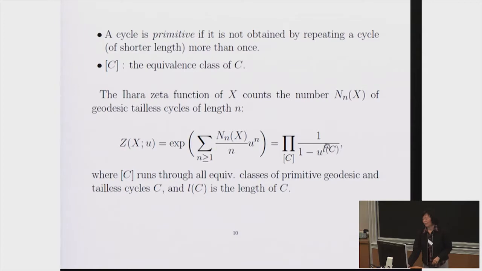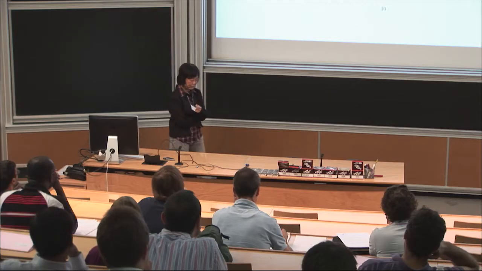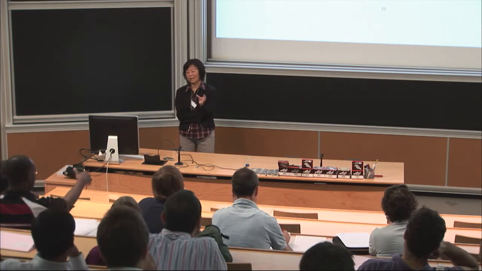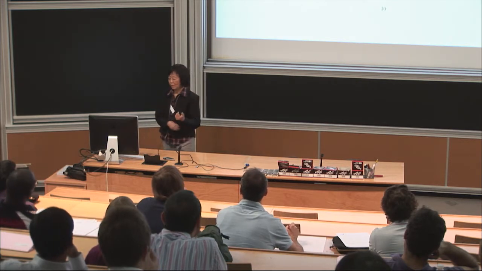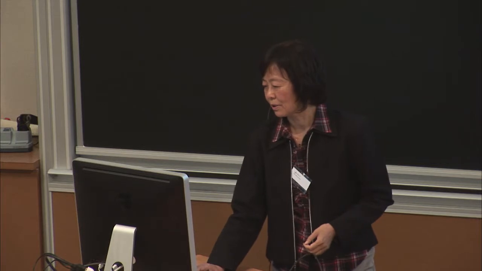So, and the factor is 1 over 1 minus u to the length of this cycle. Okay. So here I'd like to compare this expression with what we did for the curve. When we compare a graph with a curve, we should think of a cycle as corresponding to a point. In the case of a curve, one considers closed points. A closed point means that you take a point and look at its Galois orbit, you put it together, that's a fat point, that's a closed point.